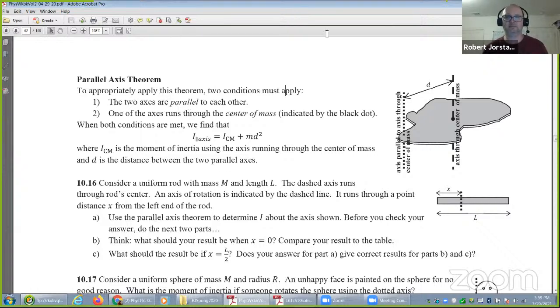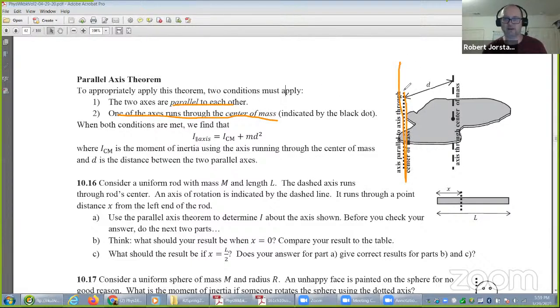So if I look at this in the book, I've got some pictures drawn so I can actually talk and draw at the same time. So here's the idea. One of the axes runs through the center of mass, two axes are parallel. I've got this axis right here, the left one, and this other axis over here, the right one. Let's just say for some reason the center of mass is the right one, the red one. The idea here is that the moment of inertia through the center of mass is related to the moment of inertia through any axis parallel to it by this unusual quantity md squared, where d is the distance between the two parallel axes.